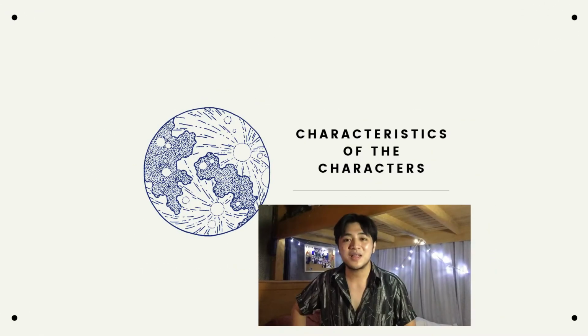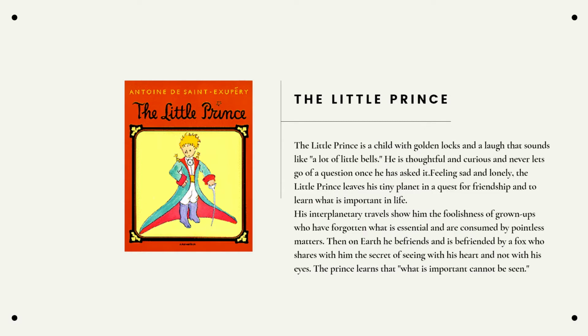Let's talk now about the characteristics of the main characters in the story. The Little Prince. The Little Prince is a child with golden locks and a laugh that sounds like a lot of little bells. He is thoughtful and curious and never lets go of a question once he has asked it. Feeling sad and lonely, the little prince leaves his tiny planet in a quest for friendship and to learn what is important in life. His interplanetary travels show him the foolishness of grown-ups who have forgotten what is essential and are consumed by pointless matters.